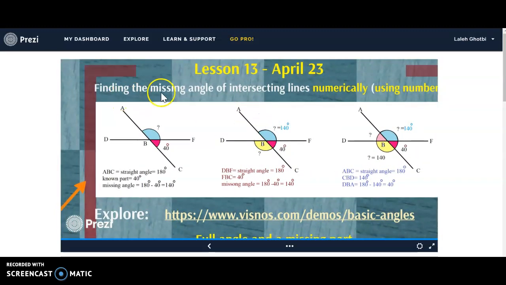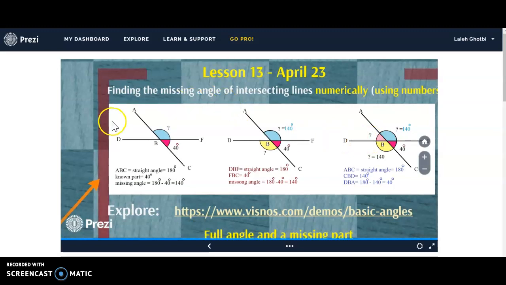Finding the missing angle of intersecting lines numerically, using numbers. When two lines cross each other, or intersect, and make angles that are not right angles, we call them intersecting lines. If they make right angles, do you remember what we call them? Perpendicular lines. So intersecting lines that make right angles, we call them perpendicular lines. These are just intersecting lines. And we're going to find the missing angles using our math skills, numbers. We're not using a protractor. That's all it means here, numerically.